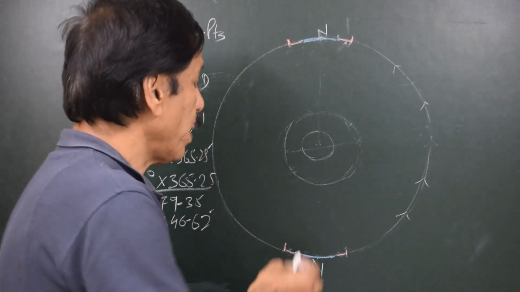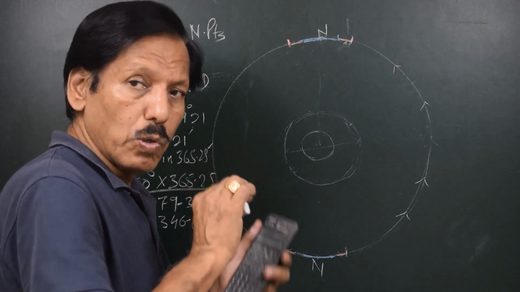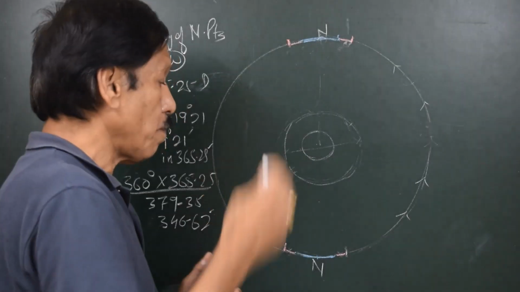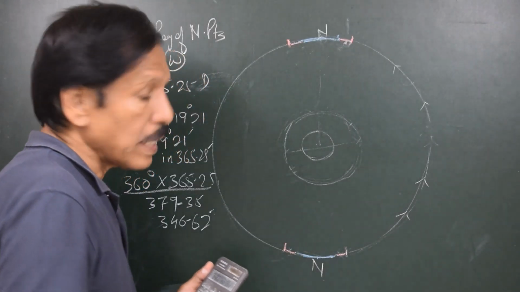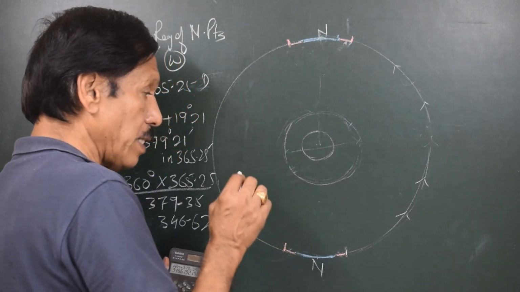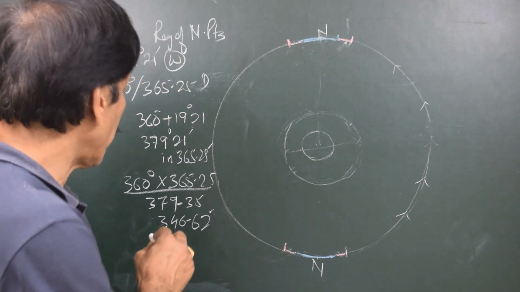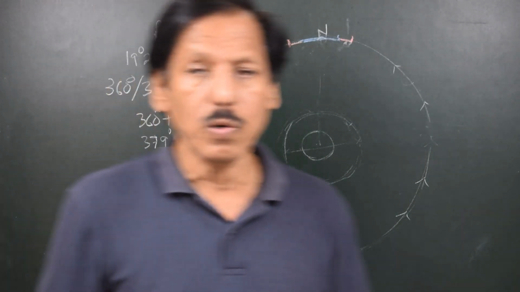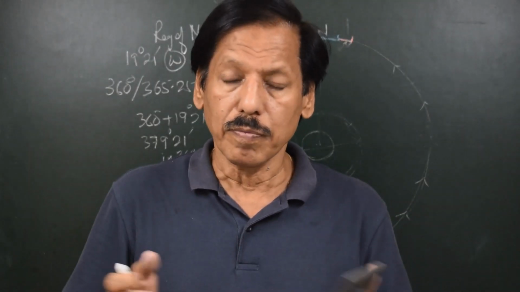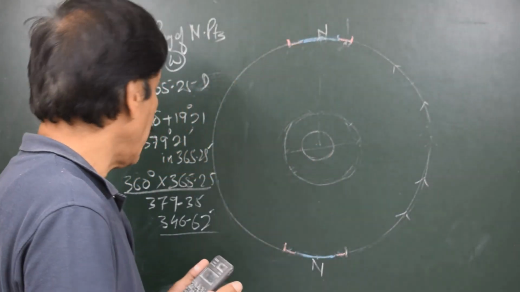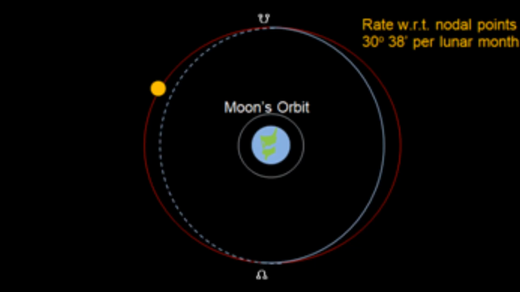That means, suppose on a particular day you have the ascending node, the point at which the moon goes from south of the ecliptic to north of the ecliptic, that is called the nodal point, that is the ascending node. On a particular day when the ascending node and the sun are together, after 346.62 days, once again the ascending node is going to be with the sun. So we call it the synodic period of the nodal points, 346.62.